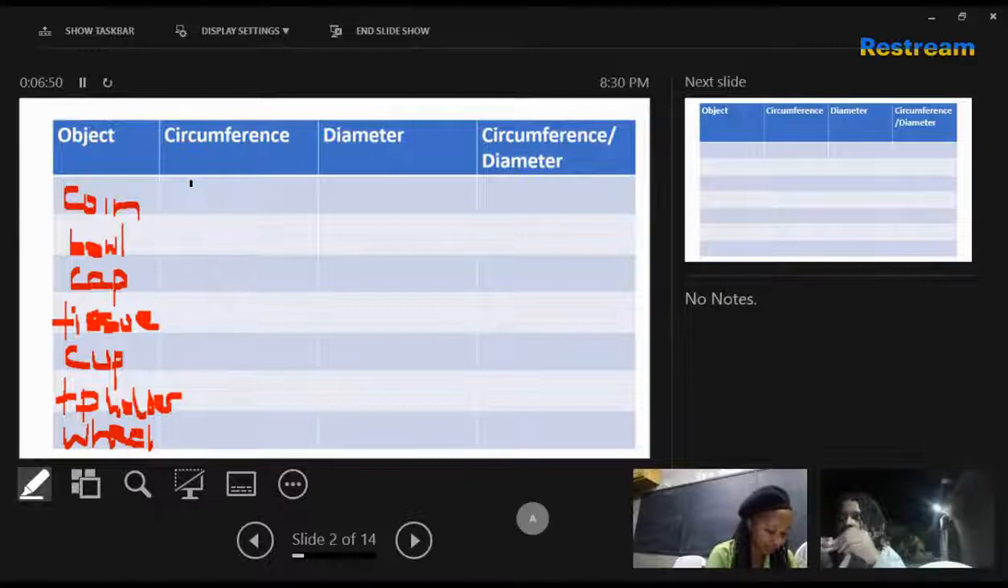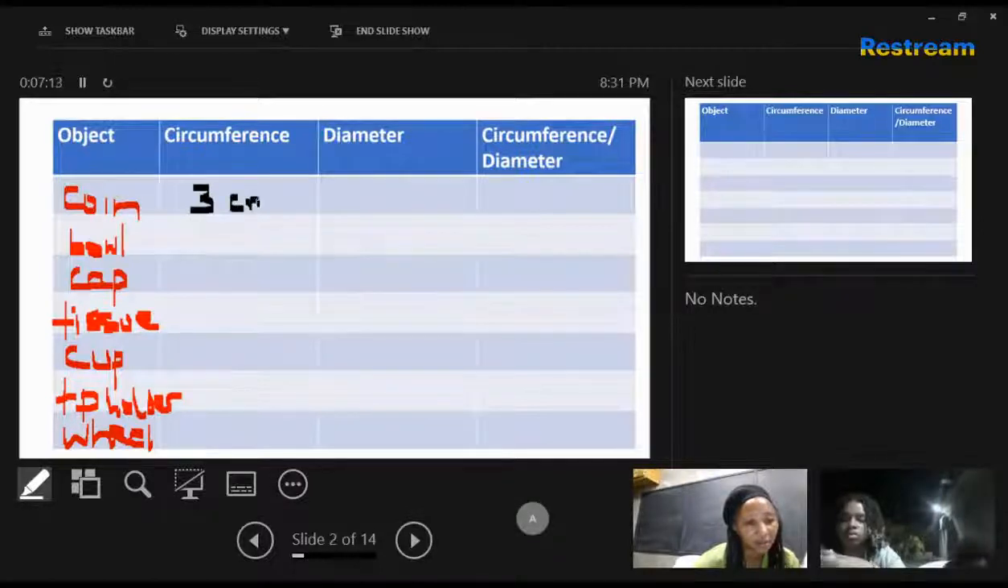Measure the distance around the coin. I got 3 centimeters. For the circumference, 3 centimeters. And for the diameter, I got 1 centimeter. 1.1 centimeters. All right.